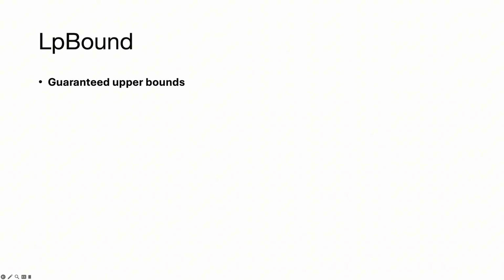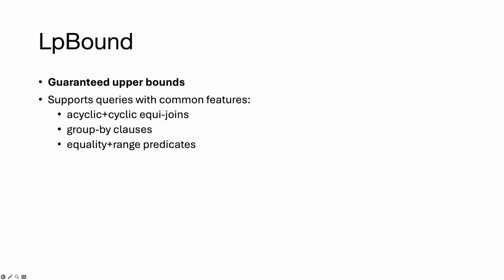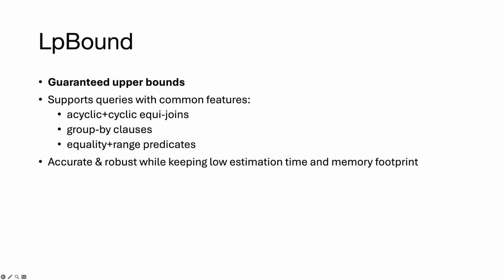We propose LpBound, a novel cardinality estimation technique that provides guaranteed upper bounds on the cardinality. It supports queries with common features like acyclic and cyclic equijoins, group by clauses, and equality and range predicates. It is accurate and robust while keeping low estimation time and memory footprint. It is also explainable. We will look into this.